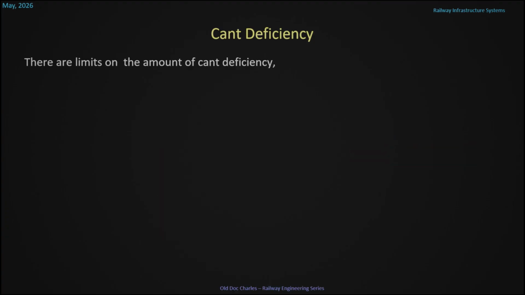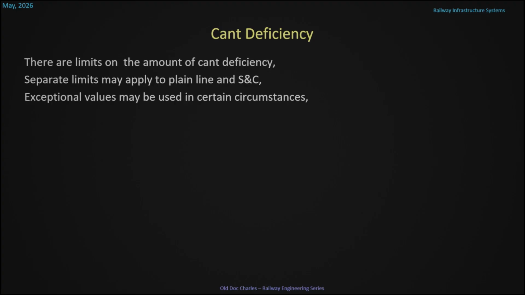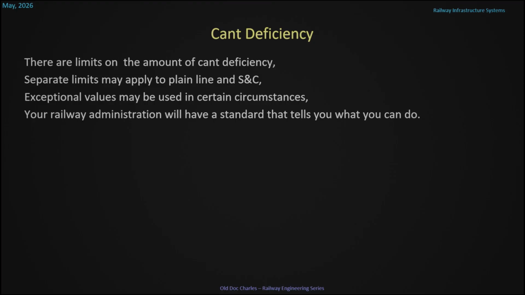Now there are limits on the amount of cant deficiency that you can have. There are separate limits that apply to both plain line and S&C. There are, of course, exceptional values that can be used in certain circumstances, and your railway administration will have a standard that tells you what you can do and what you cannot do.